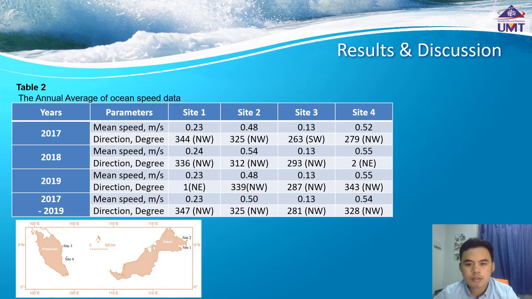For result and discussion, table 2 shows the annual average of ocean speed data for site 1, site 2, site 3, and site 4. We can see that the highest annual average current speed is in site 4 with 0.54 meter per second, followed by site 2 with 0.50 meter per second, and site 1 with 0.23 meter per second. The lowest average current speed is in site 3, with 0.13 meter per second. The prominent current direction for all sites is northwest, in a range between 276 degrees to 347 degrees.